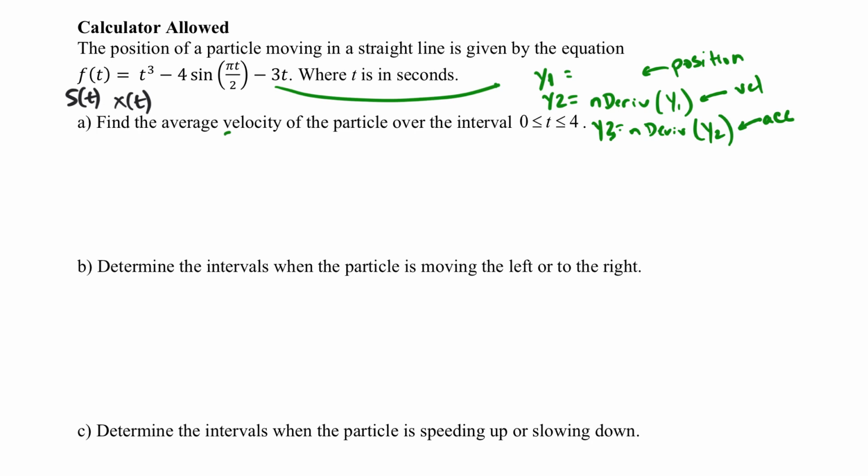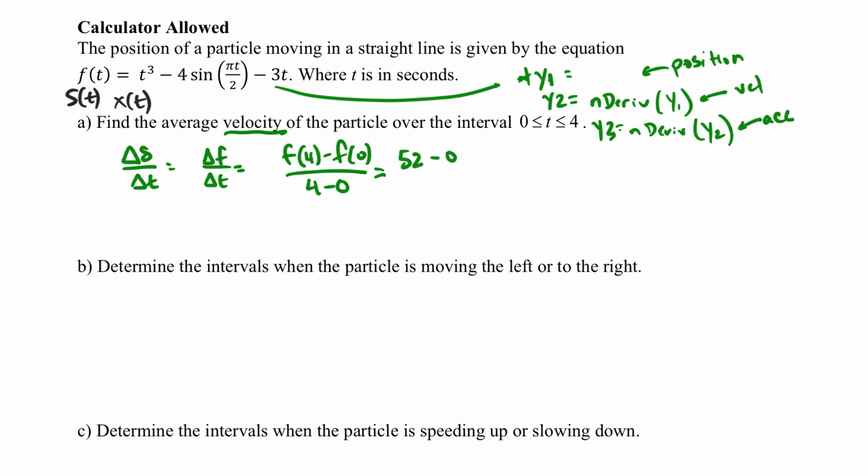Now, for part 1, it says average velocity. Well, average velocity is the change in position over the change in time. So in this case, it's going to be delta f over delta t, and this will be f of 4 minus f of 0 over 4 minus 0. So I can go ahead and use my calculator, plug these in. In fact, you can even just put it in here first and then choose the value and find it at 4, and that'll give you 52. At 0, you will get 0. 52 over 4 gives me 13 units per second as my average velocity.